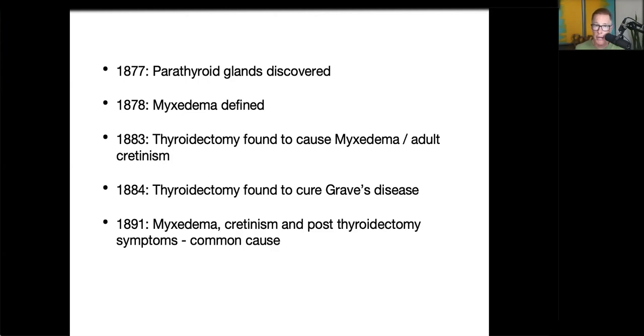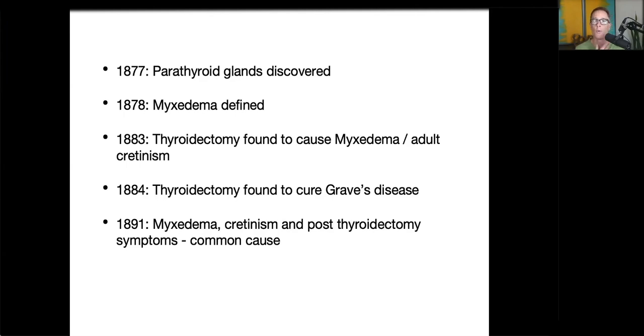In 1877, they discovered the parathyroid glands, those little things on the side that control calcium metabolism. They clearly defined myxedema, and a surgeon who had performed many thyroidectomies went back and tracked people down. There were over 200, and he found that most developed this adult cretinism.